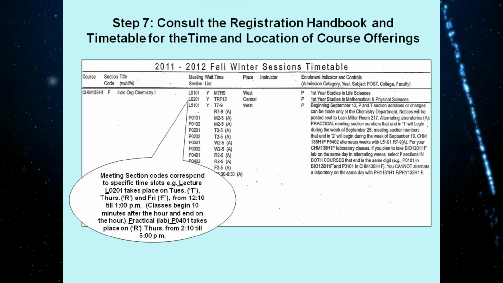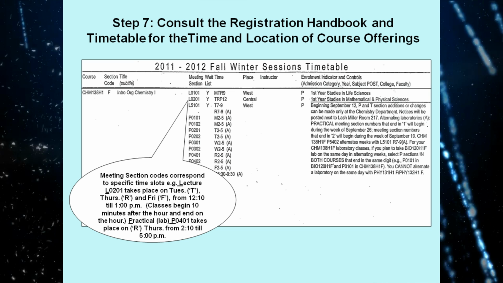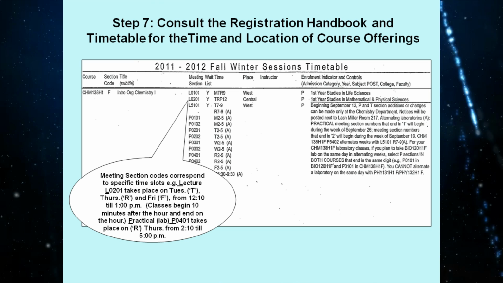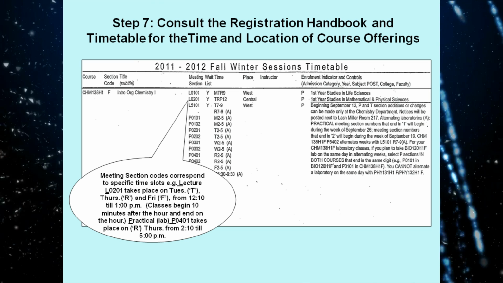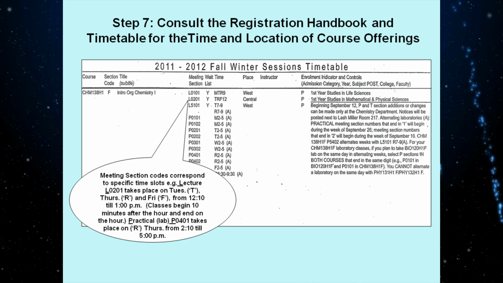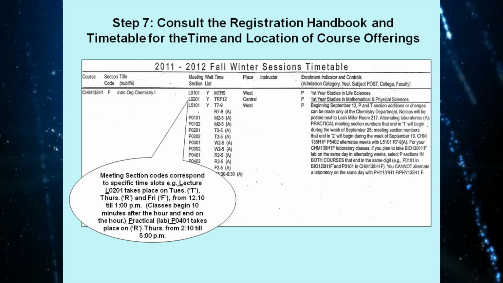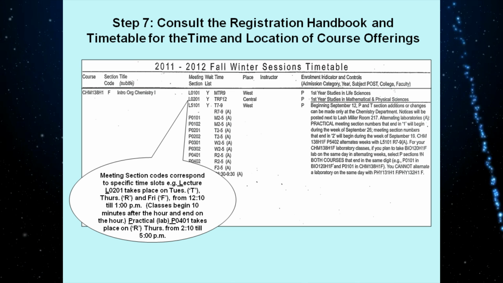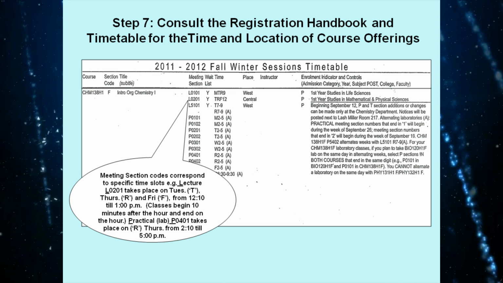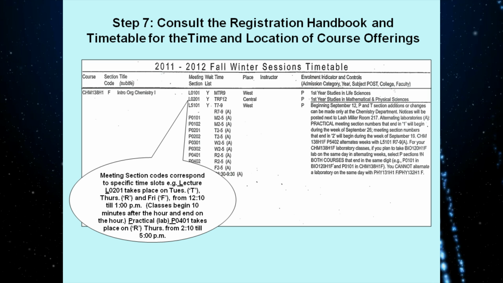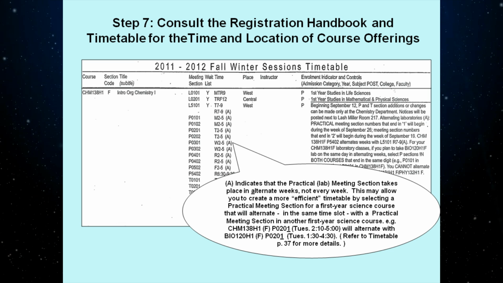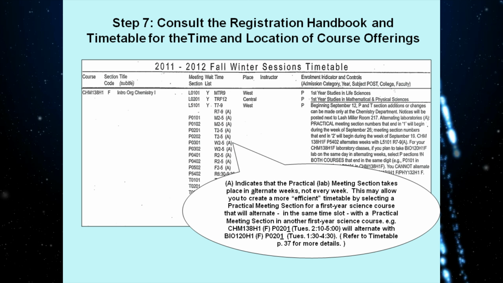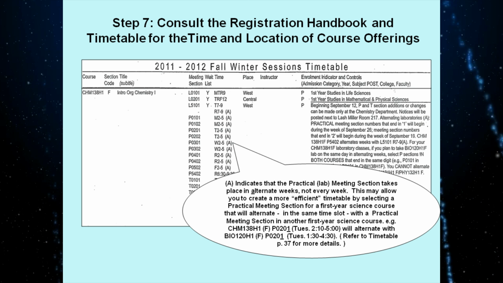Let's look at L0201. This one is offered Tuesday, Thursday, and Friday at 12 o'clock. L5101 is offered on Tuesdays from 7 to 9 and Thursdays from 7 to 9. So you have to choose one of those. The practicals and tutorials can be read the exact same way. For example, P0101 is Mondays from 2 to 5. The A does not indicate AM. In fact, it just indicates alternate weeks, which means it's not every week, and it happens every other week.